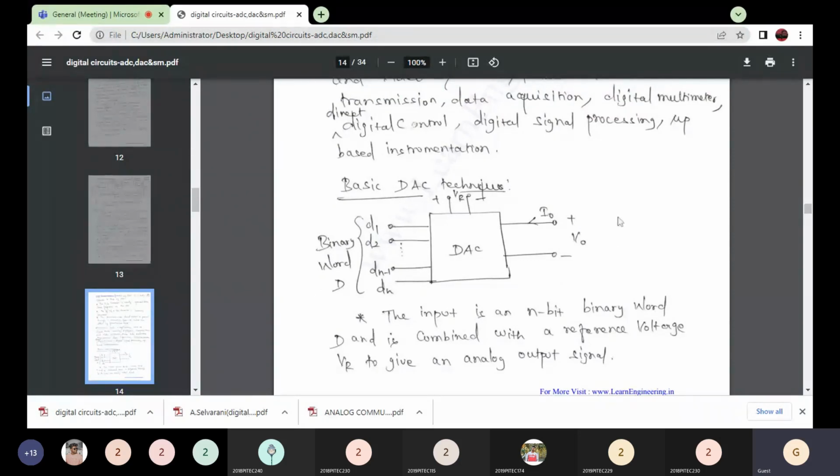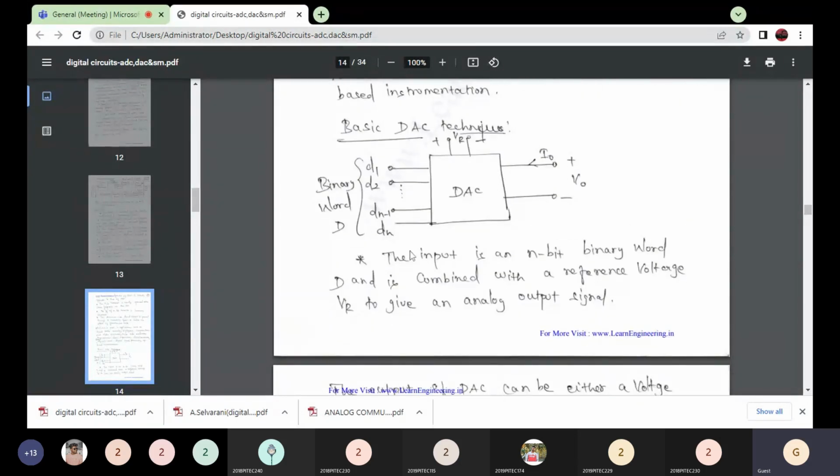This is the basic schematic diagram of the digital to analog converter. Here we give the input signal to this D to A converter, which is combined with the reference voltage.